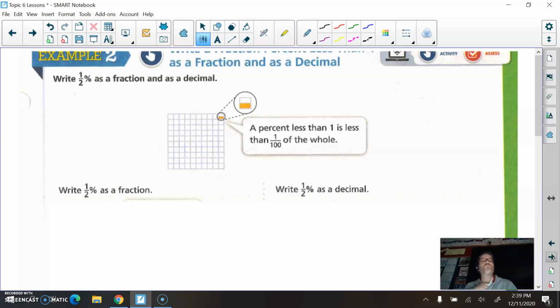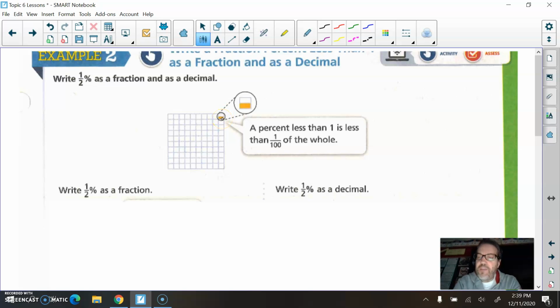All right, so write 1/2% as a fraction and as a decimal. 1/2% is kind of an interesting one, isn't it? 1/2 of 1% is tiny. Here I have a grid that shows 100 squares. Each square represents 1%, or 1 out of 100 of this whole grid. 1/2% would only be half of one of those squares.